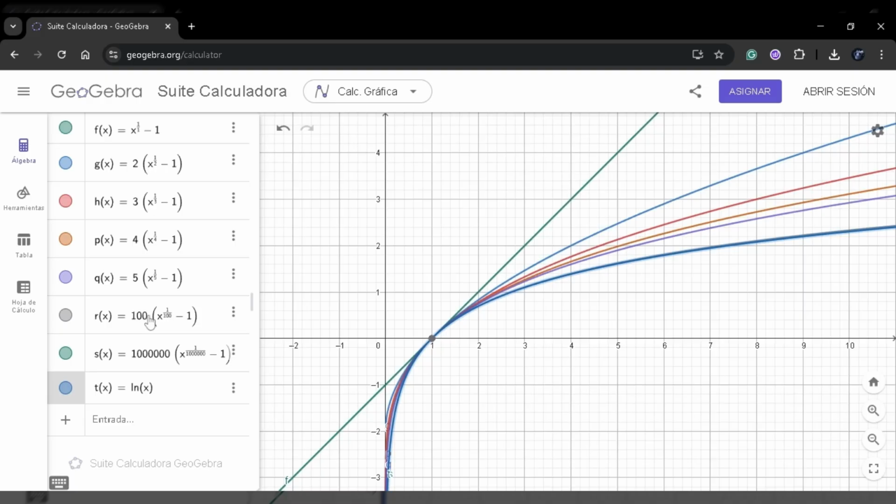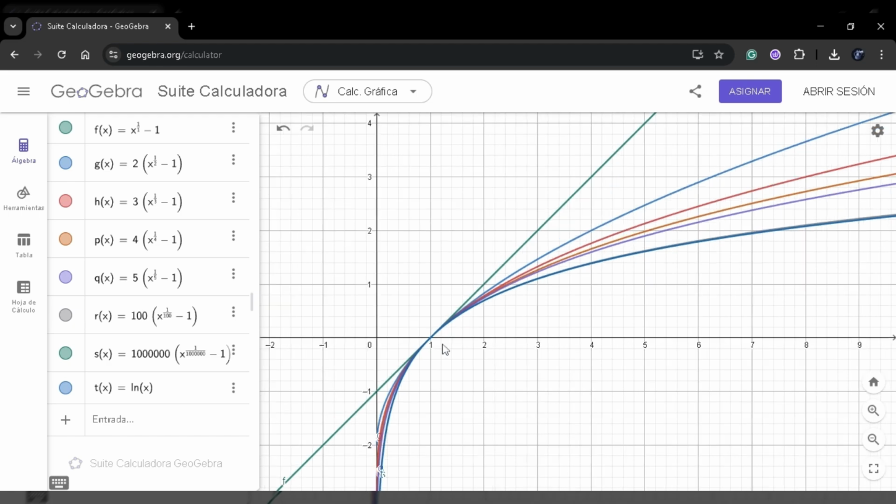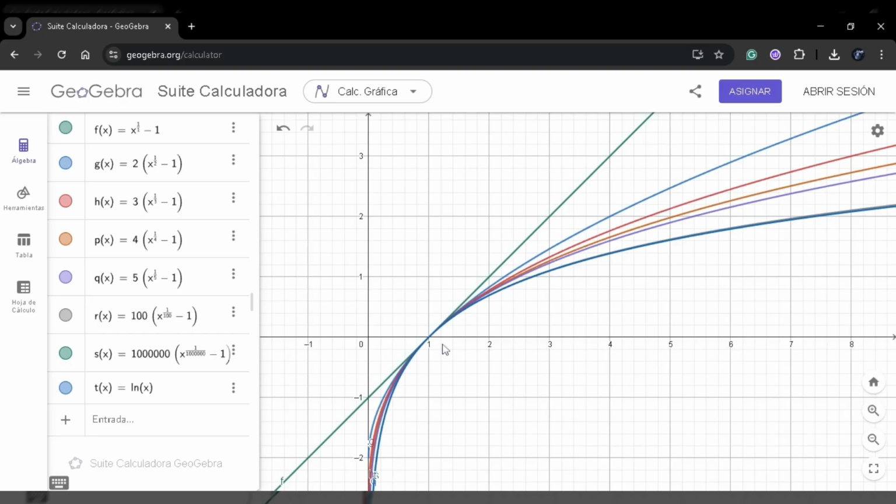As you can see, we approach and approach. For example, when n is equal to a million, here we have it, the very last one. As we can see, the value of n grows and grows. When that happens, it approaches ln of x, as you can see here. This is what's happening in a geometric way.